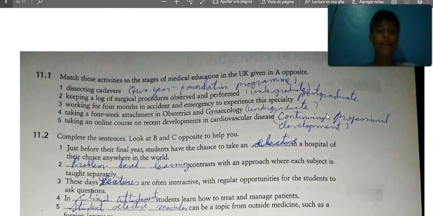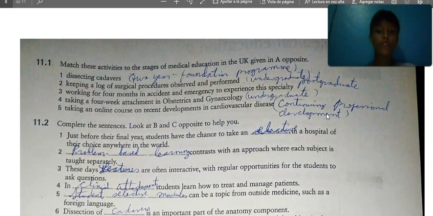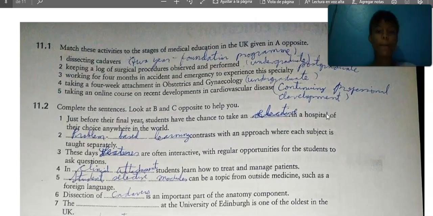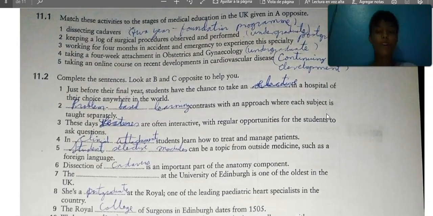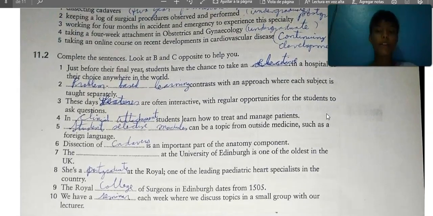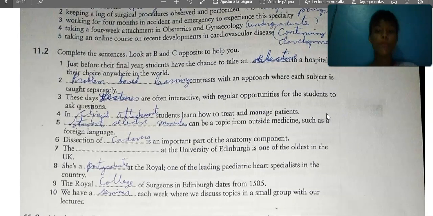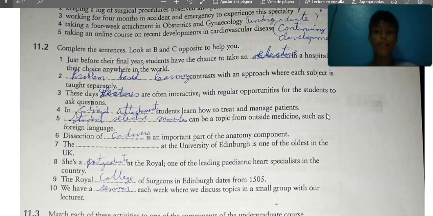Okay, then. Exercises for Unit 11. Match these activities to the stages of medical education in the UK given in A opposite. Dissecting cadavers, 2-year foundation program. Keeping a log of surgical procedures observed and performed, undergraduate. Working for 4 months in accident and emergency to experience this specialty, postgraduate.